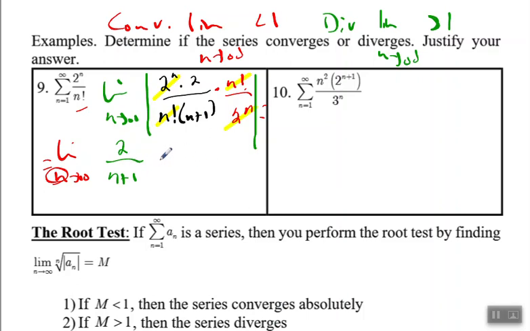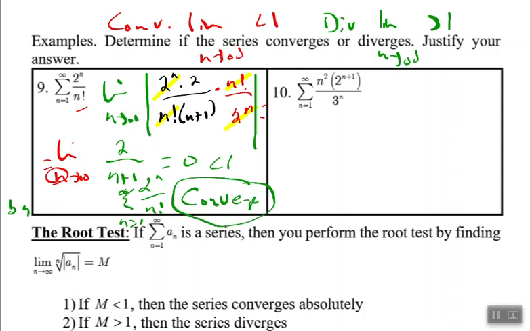And what do we know about that limit? That is 0, and 0 is less than 1. So therefore, our series 2 to the n over n factorial, n starts at 1 and goes towards infinity, will converge by the ratio test. If the problem says show it by the ratio test, then you would do that, or you would just do the work and that would be fine too.